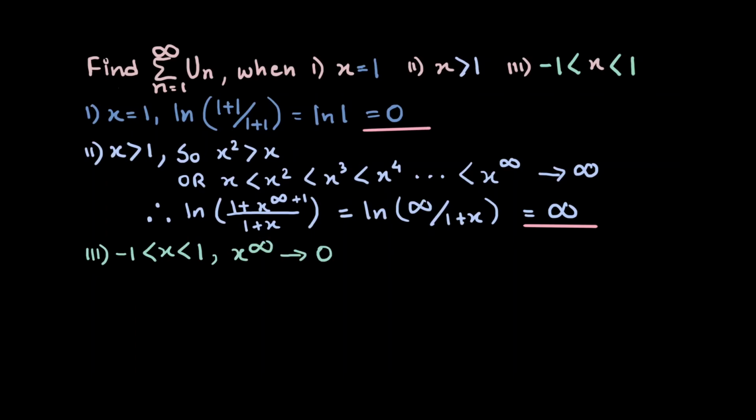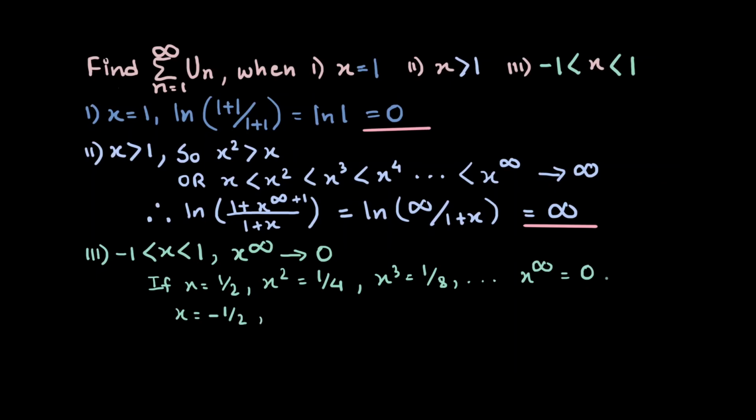Now we'll look at the third scenario of x greater than minus 1 and less than 1. If this happens, x to the power infinity approaches 0. How does that work? Let's use two examples. For x is equal to 1 by 2, x squared is equal to 1 by 4, its cube is equal to 1 by 8, and as you increase the power of x, the total thing approaches 0. Now let's consider the negative value. If x is equal to minus 1 by 2, x squared is equal to 1 by 4, its cube is equal to minus 1 by 8. Even though the sign changes, this also approaches 0.